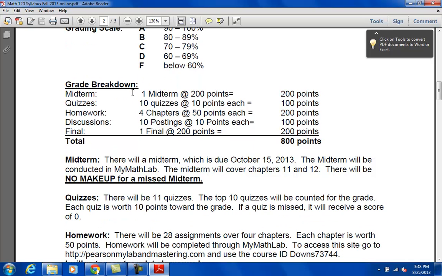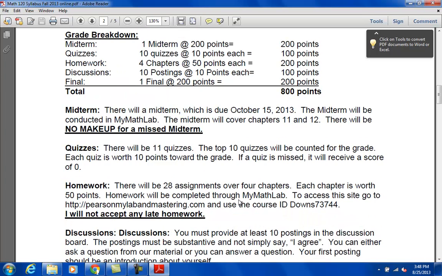Grade breakdown: midterm. There's one midterm of 200 points. 10 quizzes, 10 points each. Actually 11 quizzes, but I drop the lowest quiz. Homework: 4 chapters at 50 points each for 200 points. Discussions: 10 postings at 10 points each for 100 points. You could do more than 10 postings, but the max you can get is 100 points there. And the one final at 200 points, so a total of 800 points.